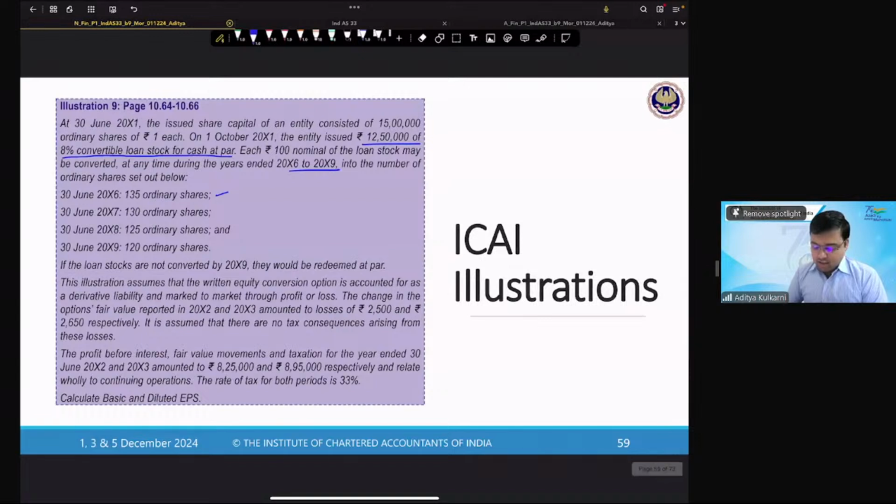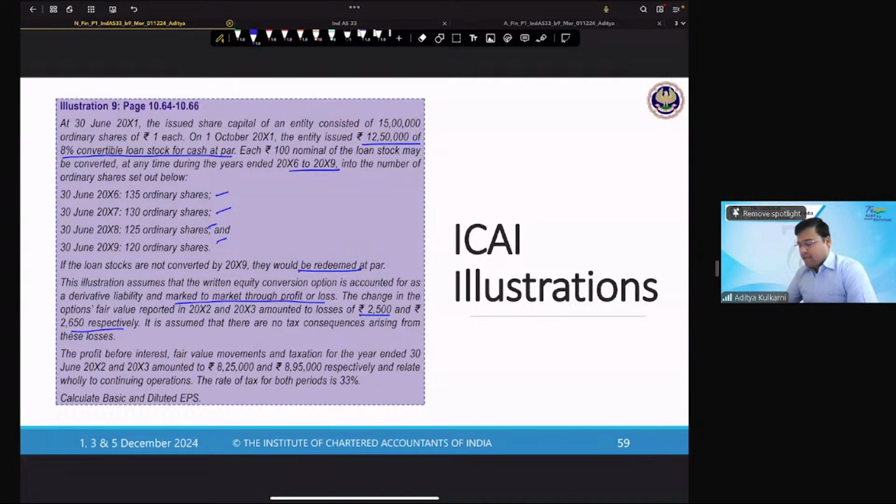x6 135 ordinary shares, x7 130, x8 125, x9 120 ordinary shares. If the loan stocks are not converted by 20x9, they would be redeemed at par. This illustration assumes that the equity conversion option is accounted for as a derivative liability and marked to market through the P&L, which is how it should happen as per the Ind AS on financial instruments. The change in the option's fair value reported in 20x2 and x3 amounted to losses of 2,500 and 2,650 respectively.